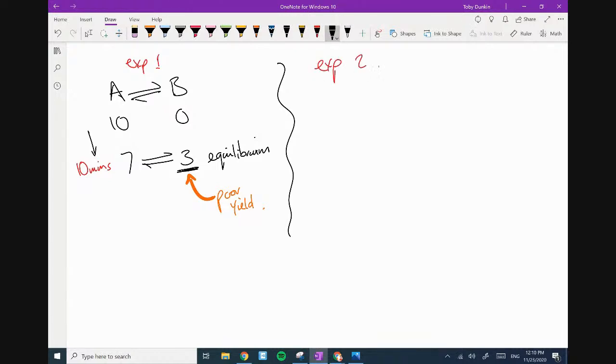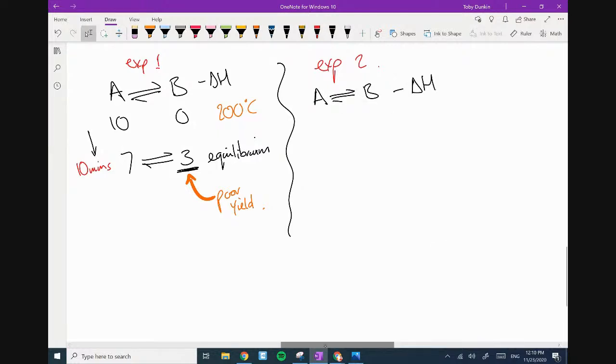And what I'm going to do is lower the temperature. The forward reaction was exothermic. I'm going to shift the equilibrium from left to right by lowering the temperature. So let's give this one a temperature. Let's say experiment 1 was conducted at 200 degrees Celsius. Right, we're going to do experiment number 2, exactly the same one. A equilibrium B. Still exothermic, we know that, but the temperature we're now going to choose is 100 degrees Celsius.